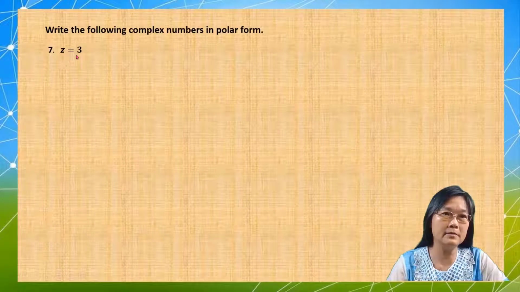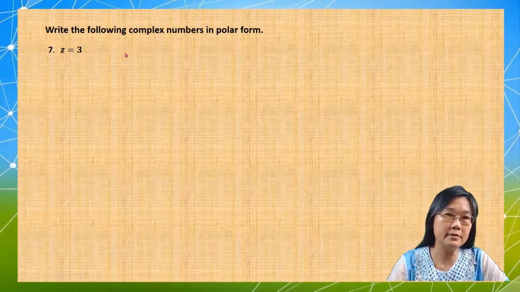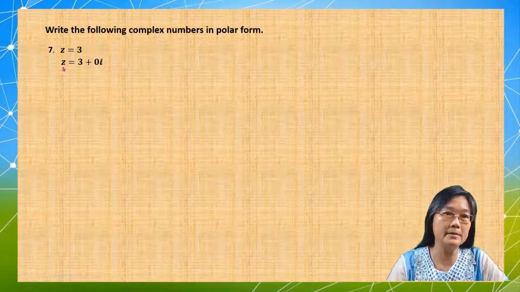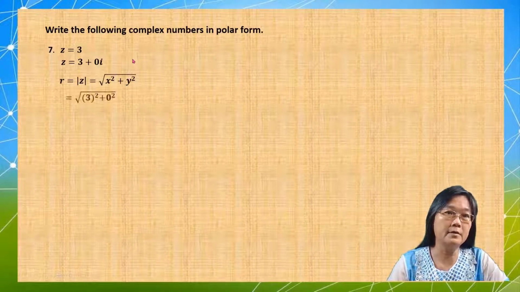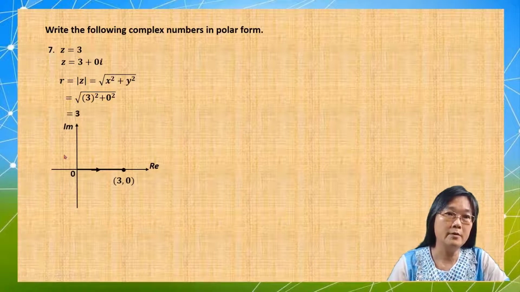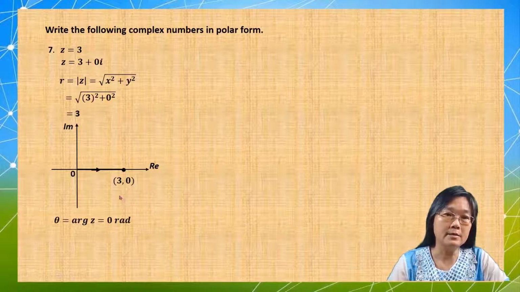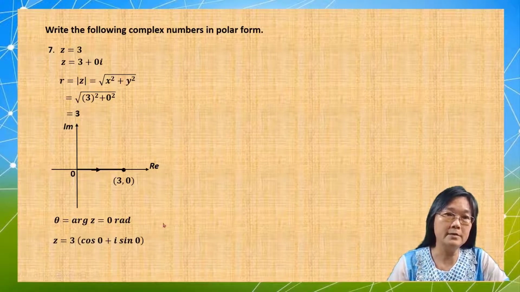Now z is equal to 3. When z is equal to 3, actually the complex number is z equals 3 plus 0i. X is 3, y is equal to 0. So when we want to find the modulus, we sub into the formula. Now the modulus is 3. Then as for the argument, from the diagram, the position of this complex number is at the positive real axis. So the argument is 0. So therefore, the polar form of this complex number is this one.